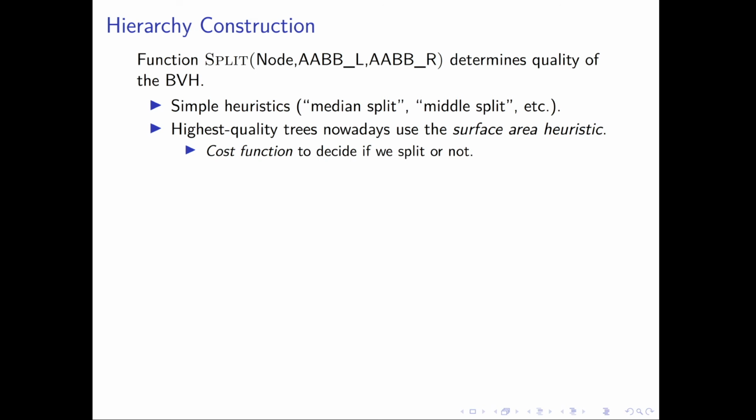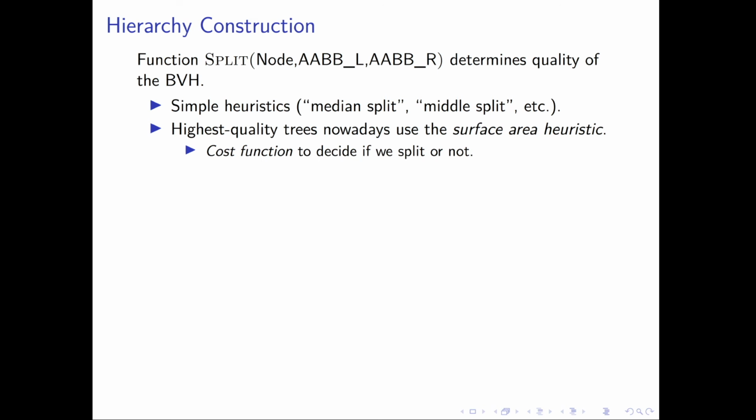What we could also do is count how many primitives there are, and then find the primitives' median, so that we have an equal number of primitives on both sides, then sort those primitives into the left and the right node and split just there, so that we have an equal number of primitives per left and per right node.